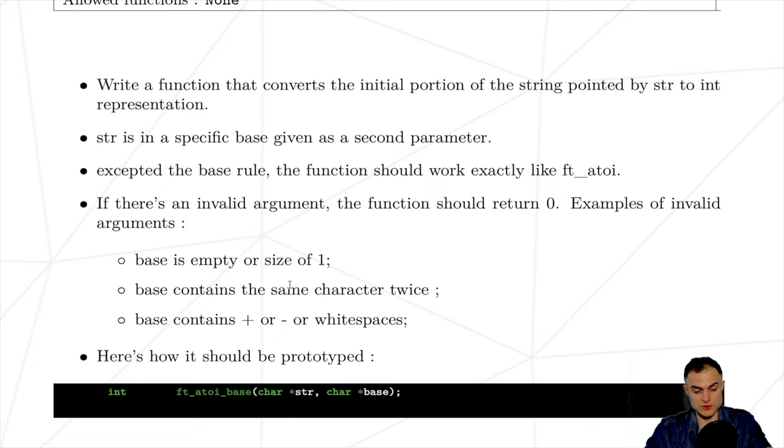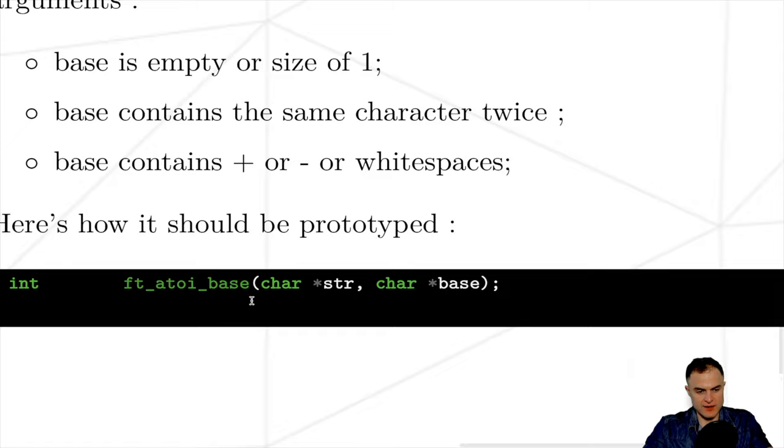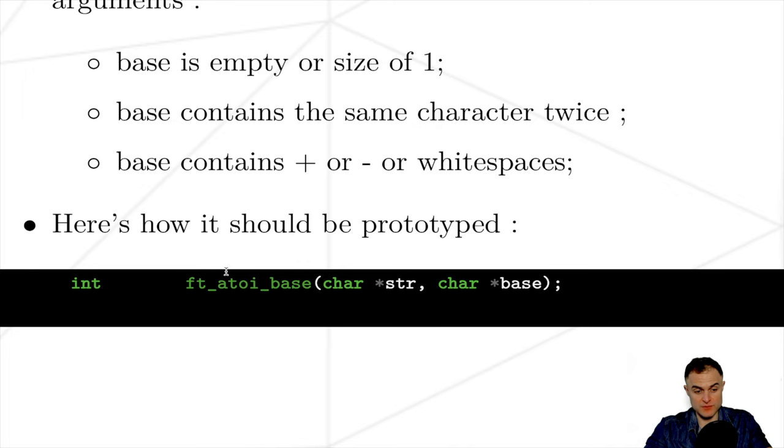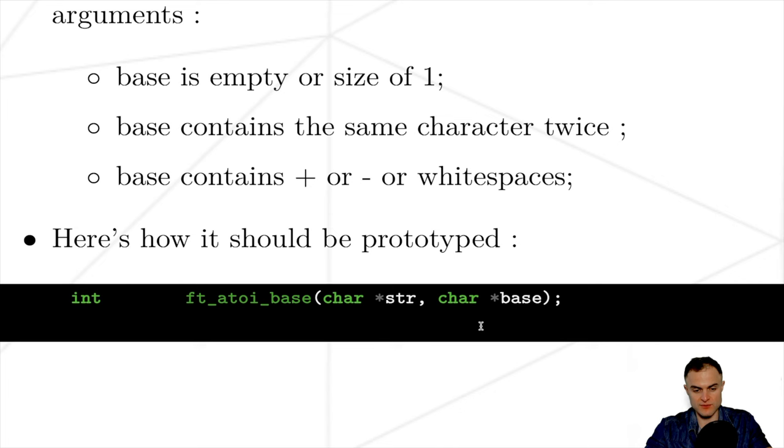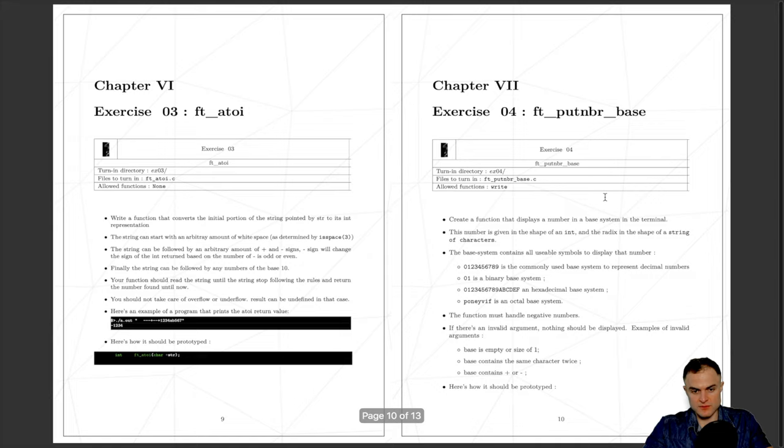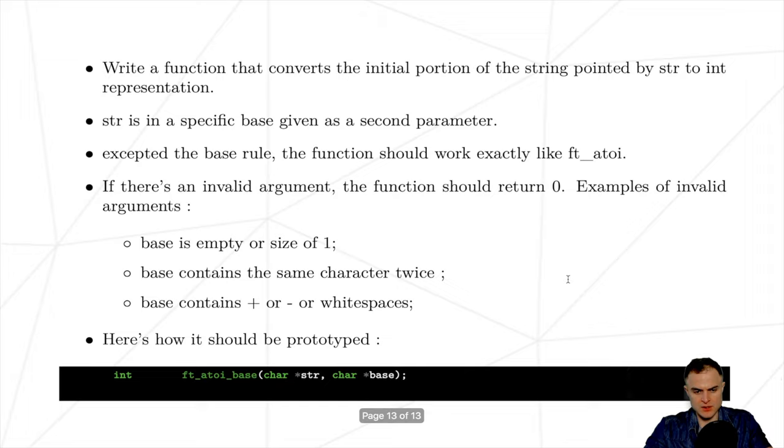So we have two strings, one for the number and one for the base. This black box magic has to return the value of this specific string given this specific base. Basically, this exercise builds up from put number base and takes something even from the atoi. So here I don't quite understand. Back to the base rule, the function should work exactly like the atoi.